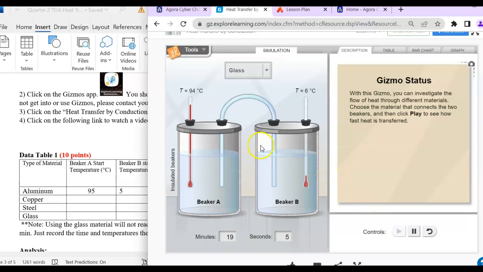So you can see here, it's going really slow. We're still at 93 degrees and only 6 over here. And so this is going to go for quite some time, so I'm going to pause it. Whenever it's done, you can choose the temperature. It's up to you. So you could pick something in between wherever it stops, or you could pick beaker A or beaker B's temperature to write down in your data table. And we'll talk about that in class as well.